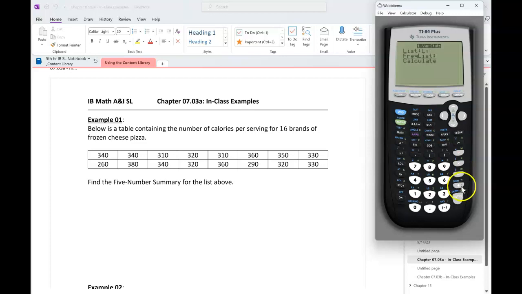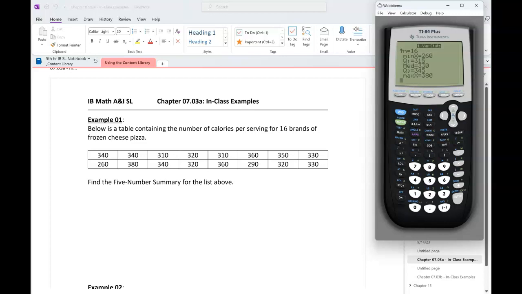Okay. I'm going to now just select calculate. And so it's spitting out a bunch of information to me. It says the mean, the sum of the data points, the sum of the data points squared, the sample standard deviation, the population standard deviation, and the number of data points. If I scroll down, here is the minimum, that's Q0, Q1, the median, that's Q2, Q3, and the maximum, that's the same as Q4. So that's what I'm going to be writing down as my solutions.